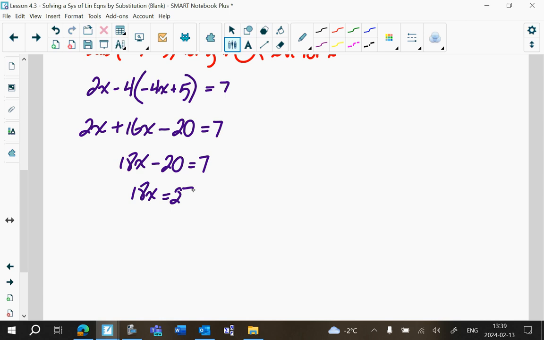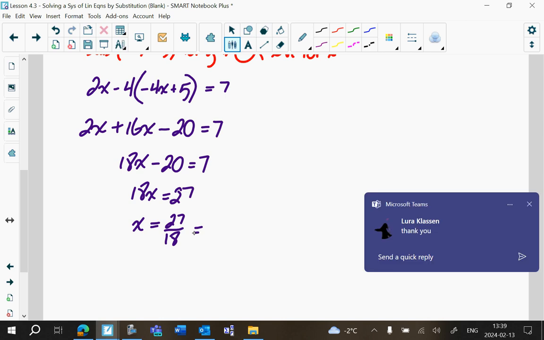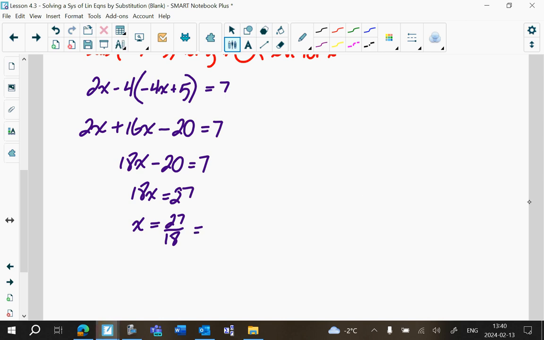And x is equal to 27 divided by 18, which doesn't divide cleanly. So remember, when we encounter this, we leave it as a fraction, but we make sure it's reduced. What could I reduce this to? What could I divide the top and bottom by? 9. And I get 3 over 2.